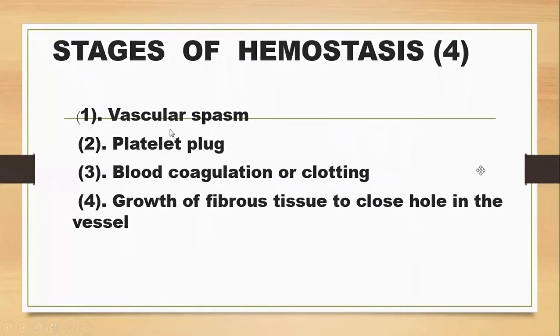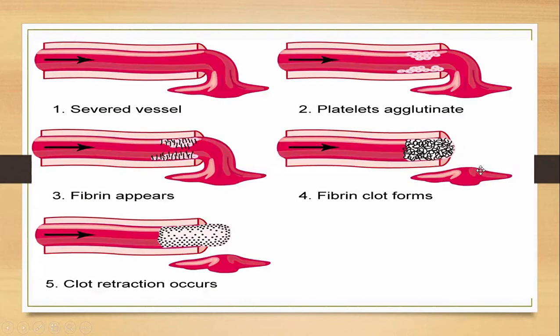Okay, vascular spasm. Initially after a cut, di ba, we will experience like a numb sensation. That's from the spasm of the blood vessel. Then next, formation of a platelet plug, followed by blood coagulation. And then formation of the fibrous tissue to seal off the cut.